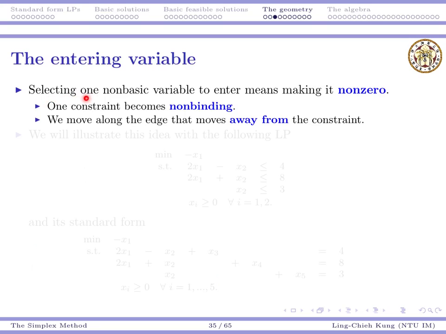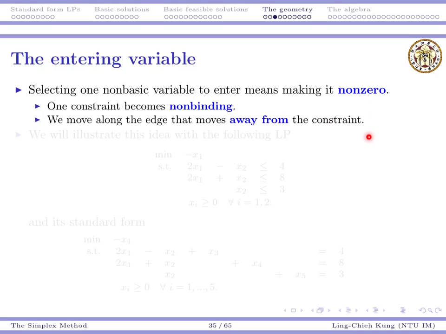If I want to select one non-basic variable to enter, that means I want to make it non-zero, right? Because originally it's non-basic, that means originally it is 0. So now I want to increase its value to make it become non-zero. When that happens, one constraint is going to become non-binding, and we will move along an edge, or I should say the edge, that moves away from the constraint.